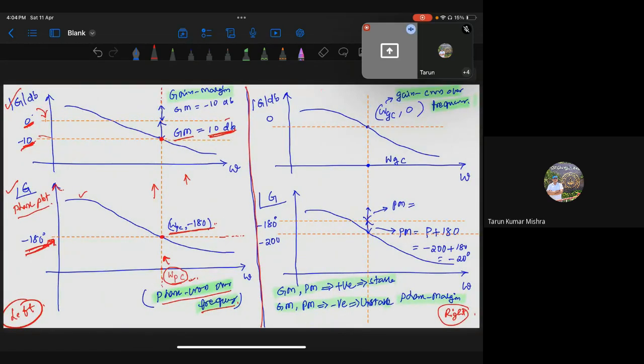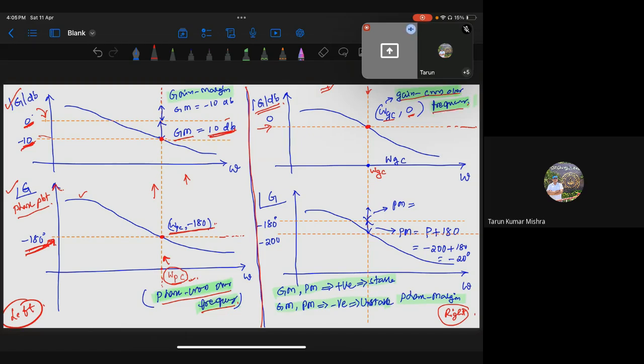Similarly, now check this one. We do the same analysis for the phase margin. For the phase margin, you start with the magnitude plot and draw the 0 dB horizontal line. It is going to intersect at some point. Draw a vertical line there. Wherever it intersects is called omega GC, with y-axis 0. We call that the gain crossover frequency.